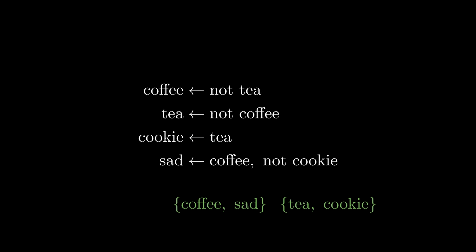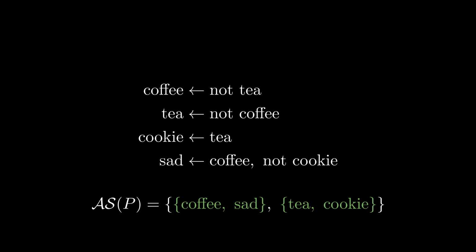Well, in our example, it turns out there are only two stable models, tea and cookie, that we already identified, but also coffee and sad. As a side note, let's mention that stable models are often called answer sets, which is why we use the acronym AS down there. Okay, but this is a terrible way of finding stable models, right?